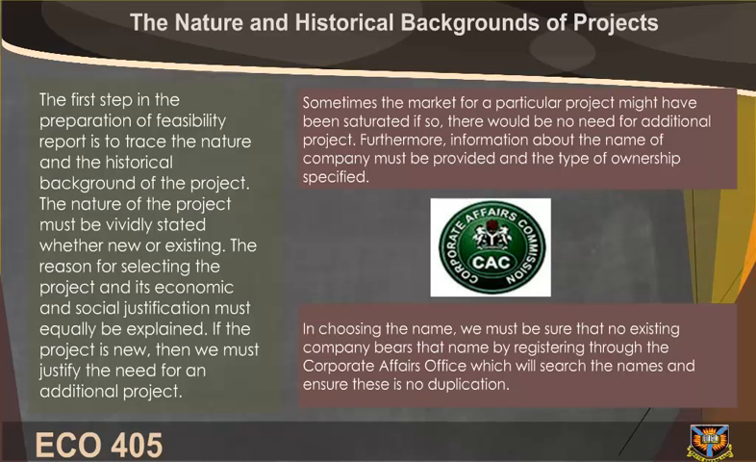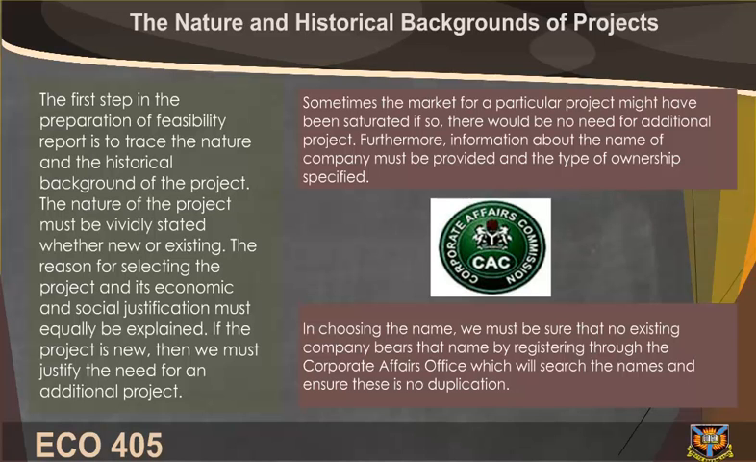The nature and historical backgrounds of projects. The first step in the preparation of a feasibility report is to trace the nature and the historical background of the project. The nature of the project must be vividly stated, whether new or existing. The reason for selecting the project and its economic and social justification must equally be explained. If the project is new, then we must justify the need for an additional project. Sometimes the market for a particular project might have been saturated. If so, there will be no need for an additional project.